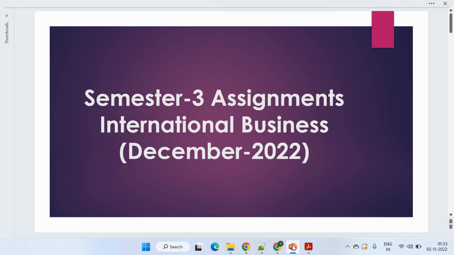So assignments cover 30 marks out of the total 100 marks, so 30% weightage. It comprises three questions for second, third A and third B. Each question is of 10 marks. The word limit is 1000 words plus minus, so 10% is acceptable.